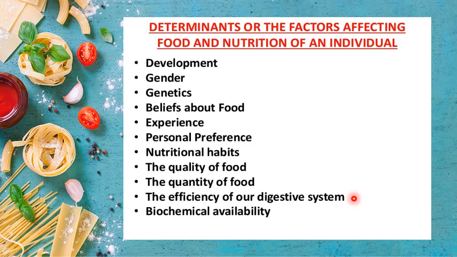Also, the efficiency of our digestive system, since sometimes the food intake is adequate, but the individual experiences some problems in his nutrition due to some problems in the digestive system, like malabsorption. Also, one of these determinants is the biochemical availability of food.